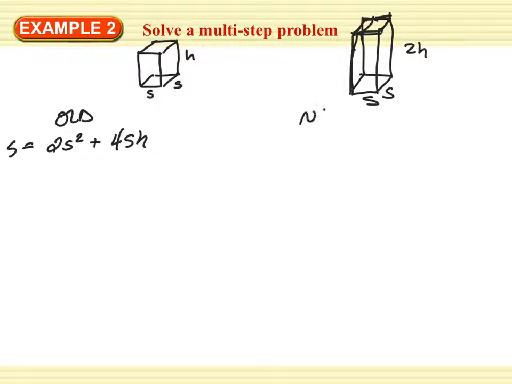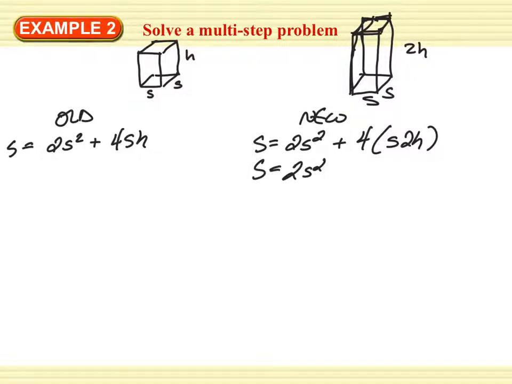So the new one, for the surface area, I have 2 times S squared, which is the bottom and the top, plus, now the height here is doubled. So we want 4 times S times 2h. So the surface area is 2s squared plus 8sh. Now my volume is going to be base length times width times height.